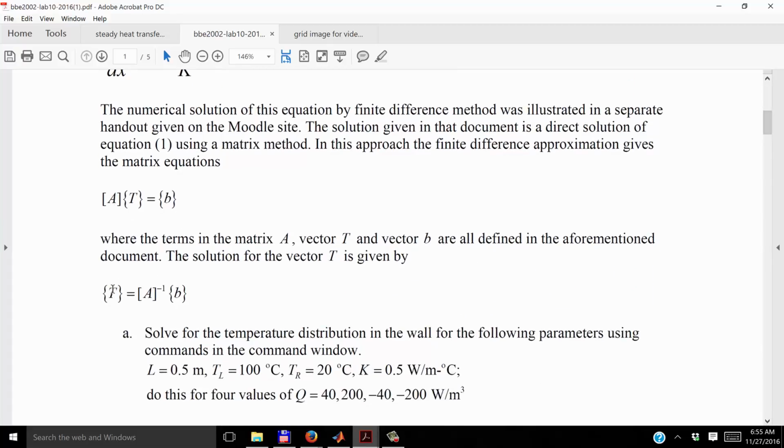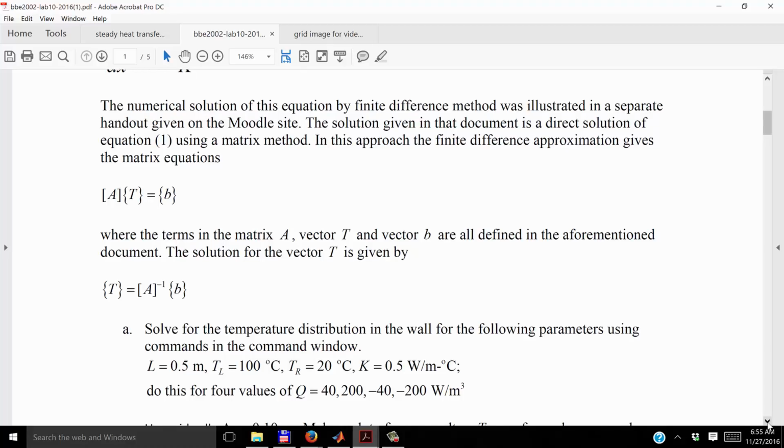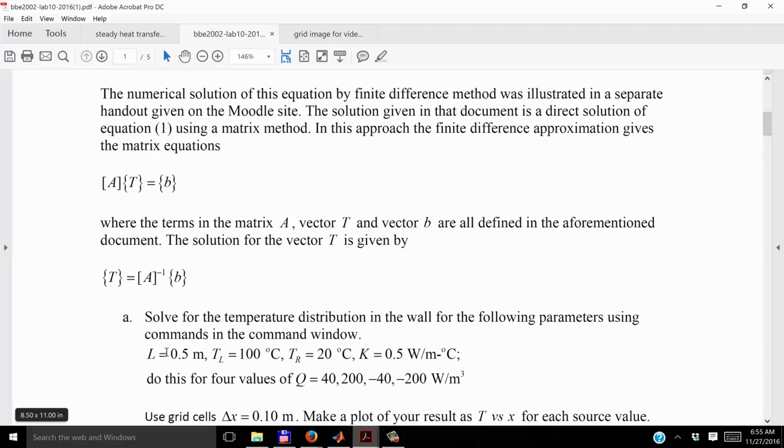The calculation of the temperature, once we got the matrix A formed, take the inverse of A multiplied by B, that gives us the temperatures. And I asked you to set this up for the case that's shown here with L equal to 0.5, TL equal to 100, TR is equal to 20, K is equal to 0.5, and then for 4 different values of Q.